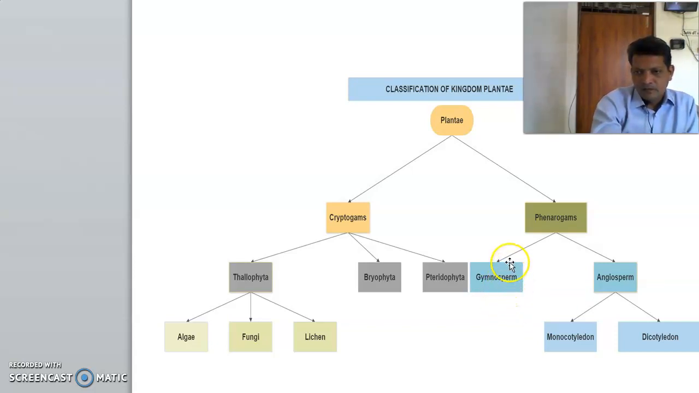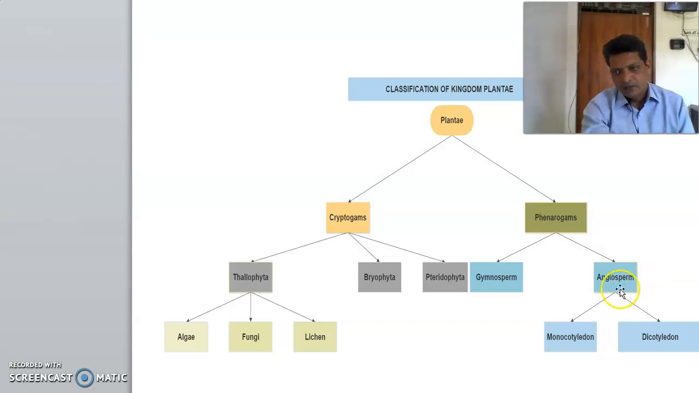What is the difference between angiosperm and gymnosperm? In gymnosperm, the ovules are not surrounded by an ovary wall. It means you can say that the seed is naked in gymnosperm. And in angiosperm, the seed is enclosed or protected by a protective covering, that is the ovary wall. So here in gymnosperm, the seed is naked, and in angiosperm, the seed is closed and protected by a wall.